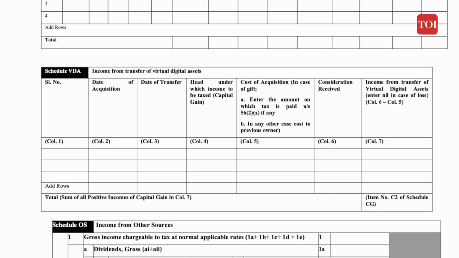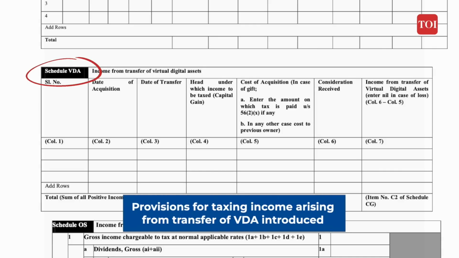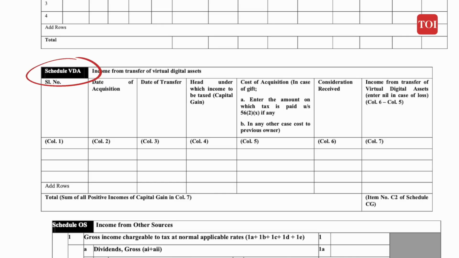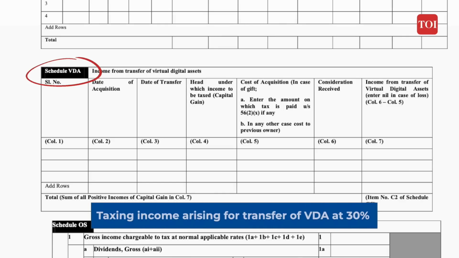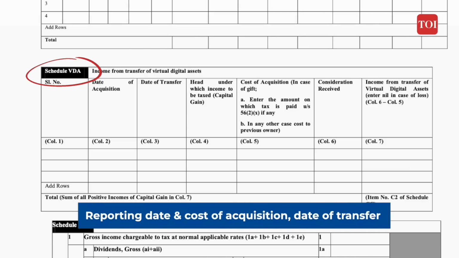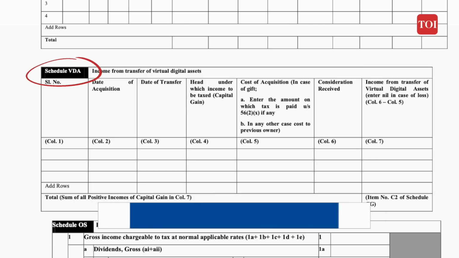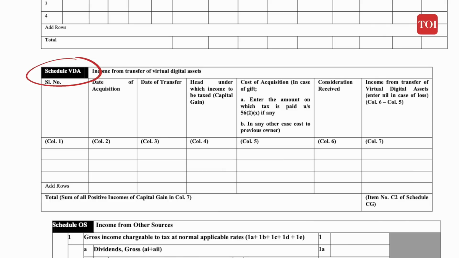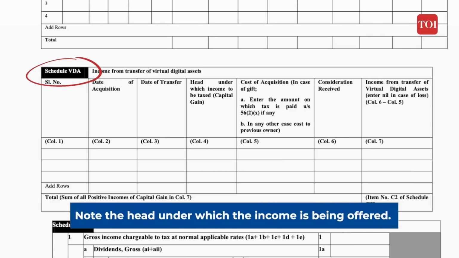Now coming to the reporting requirement for virtual digital assets, referred to as VDA. The provisions for taxing income arising from transfer of VDA were introduced by the Finance Act 2022, and provide for taxing such income at 30%, where income is computed by reducing only the cost of acquisition. So a new schedule has been introduced in the tax return form, which requires the taxpayer to report the date of acquisition of VDA, the cost of acquisition, the date of transfer, and the head under which the income is being offered.